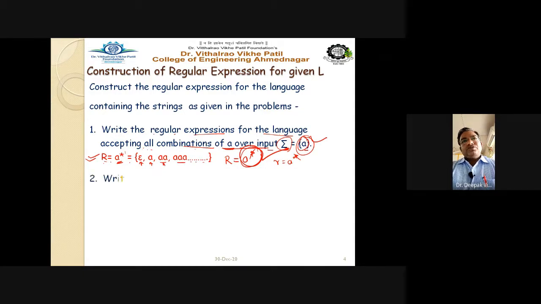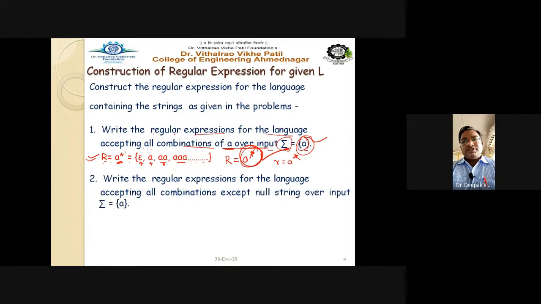Okay. So second problem, or the second example: write the regular expression for the language accepting all combinations except null string over input sigma equal to a. It is similar to the first one, except the null string. Except the null string means except this epsilon. So all other combinations it accepts. It contains all other combinations except this particular epsilon sign.